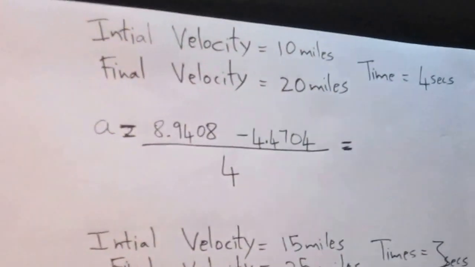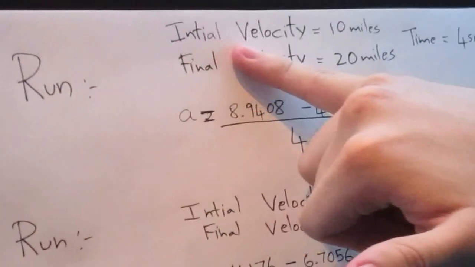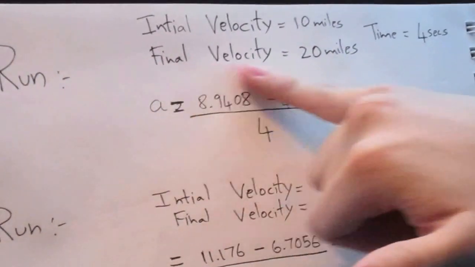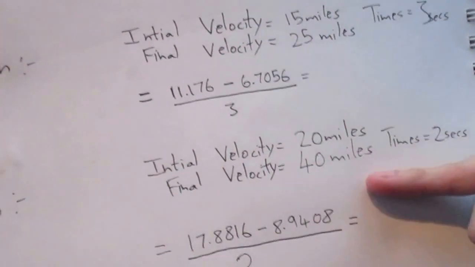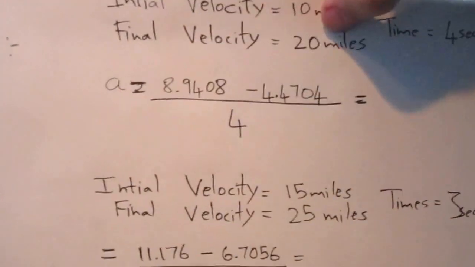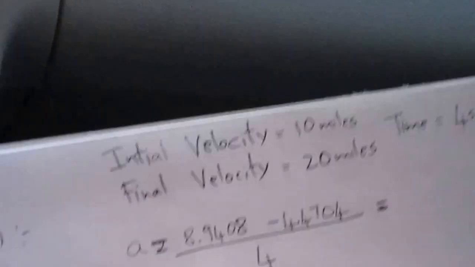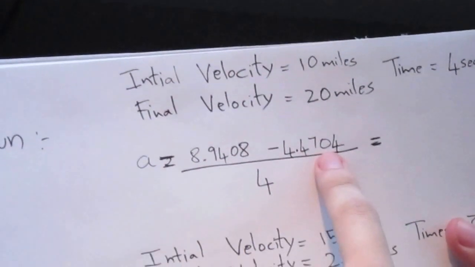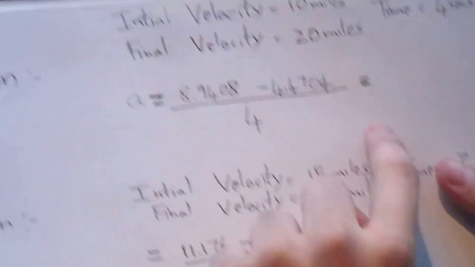Alright, here we go. We got the first run, the second run, and the third run. These are the times for the initial velocity, 10 miles per hour, final velocity, 20 miles per hour, and so on for the rest, 15, 25, 20, and 40. How we got this number is we multiplied the final velocity by the number over here. And the answer to this subtraction is so easy, I can say it myself. It's 4.4704. And we're going to have to divide that by 4. And Kaushik is going to do that right now.